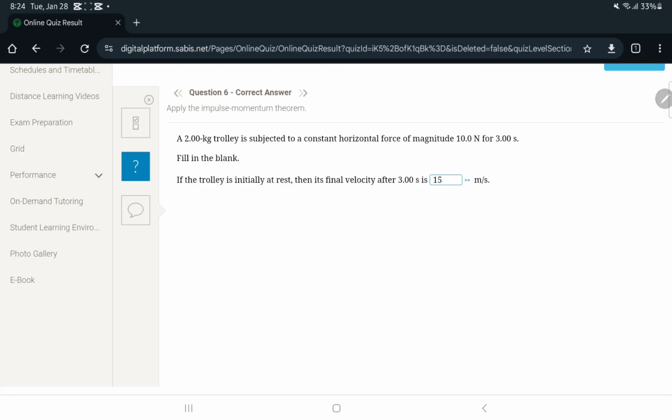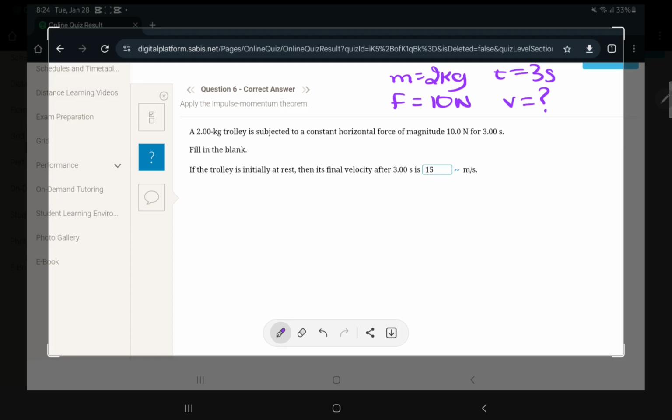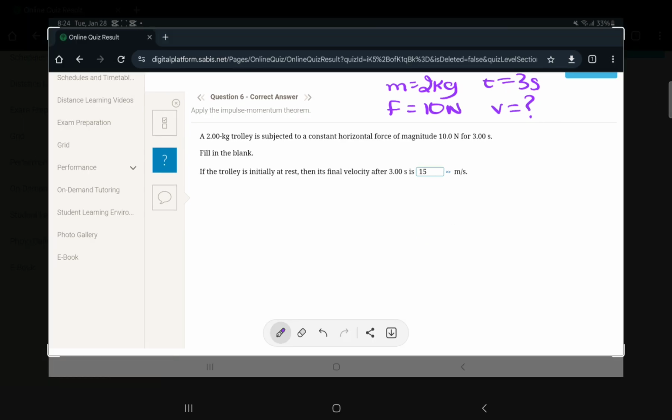Now, for this question, usually if you're unsure of everything, just write the givens for everything. So mass is equal to 2 kilograms. Force is equal to 10 newtons. Time is equal to 3 seconds. They want velocity. Is m1u1 plus m2u2 equal to m1v1 plus m2v2 suitable for this rule? No. But we did learn another rule.